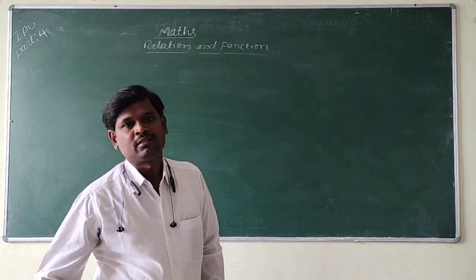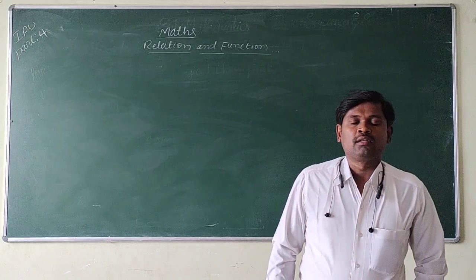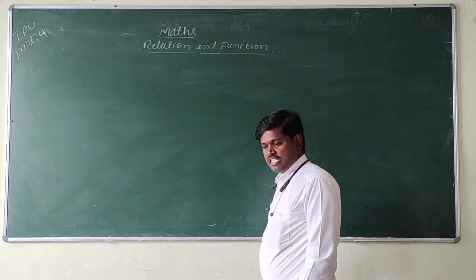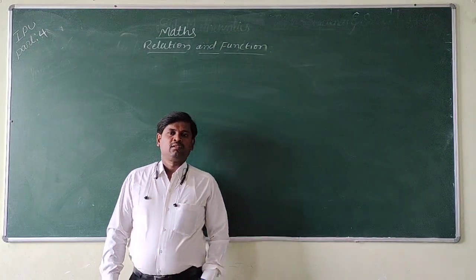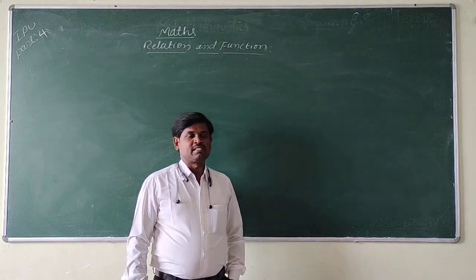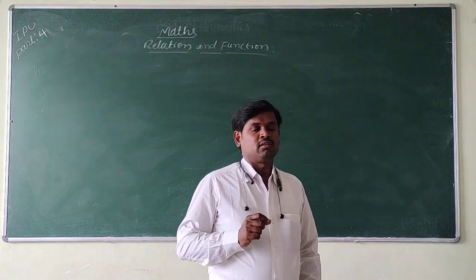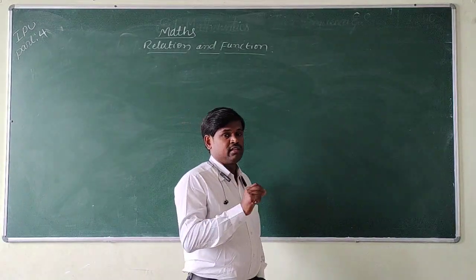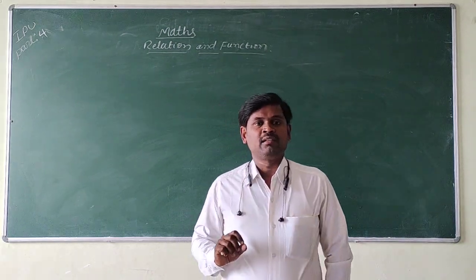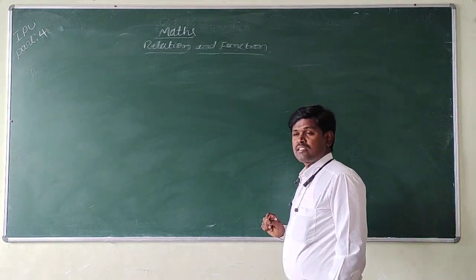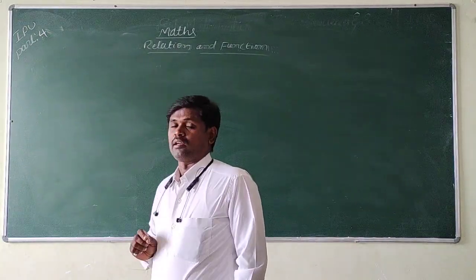Good morning, students. In the last sessions we discussed domain and range of relations. Domain is the set of all first elements of the ordered pairs in the relation R, and range is the set of all second elements of the ordered pairs in the relation R. So that is called range.